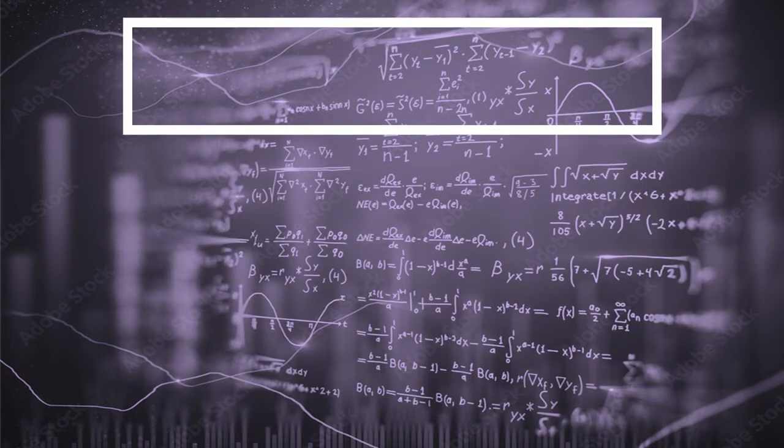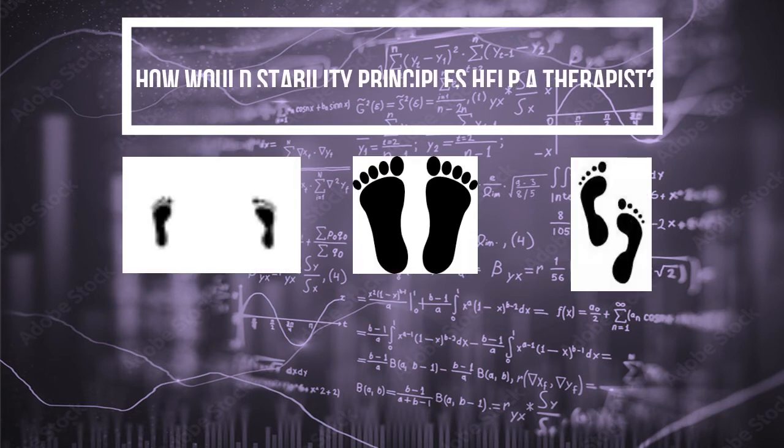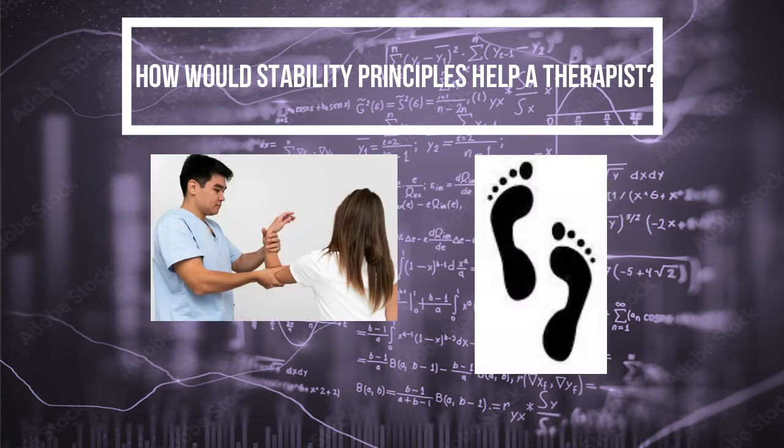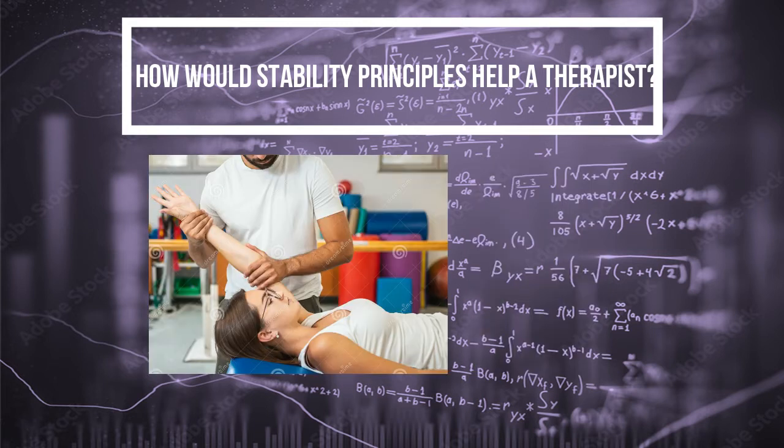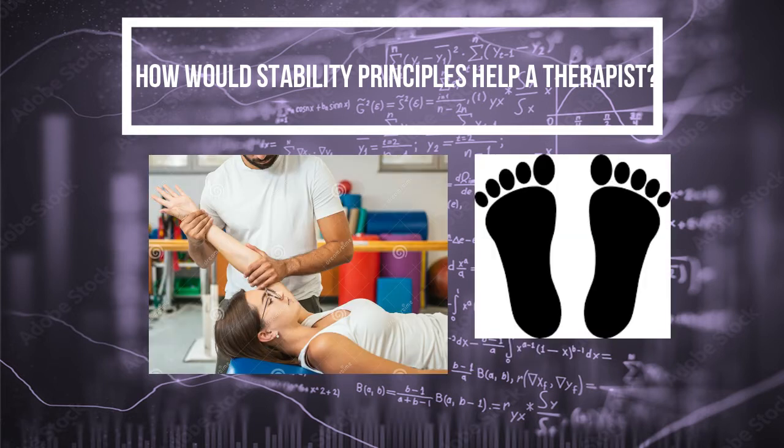We discussed how you can improve clients' stability, but how can these principles help a therapist? In therapeutic exercise, the shape and position of your base of support determine the ease with which you can provide manual resistance to a patient. For example, it is easier for you to provide manual resistance to a biceps curl while facing a seated patient if you position your feet in a forward, backward stance rather than a side-by-side stance. On the other hand, you can resist shoulder flexion of a seated patient if you position feet in side-by-side stance.